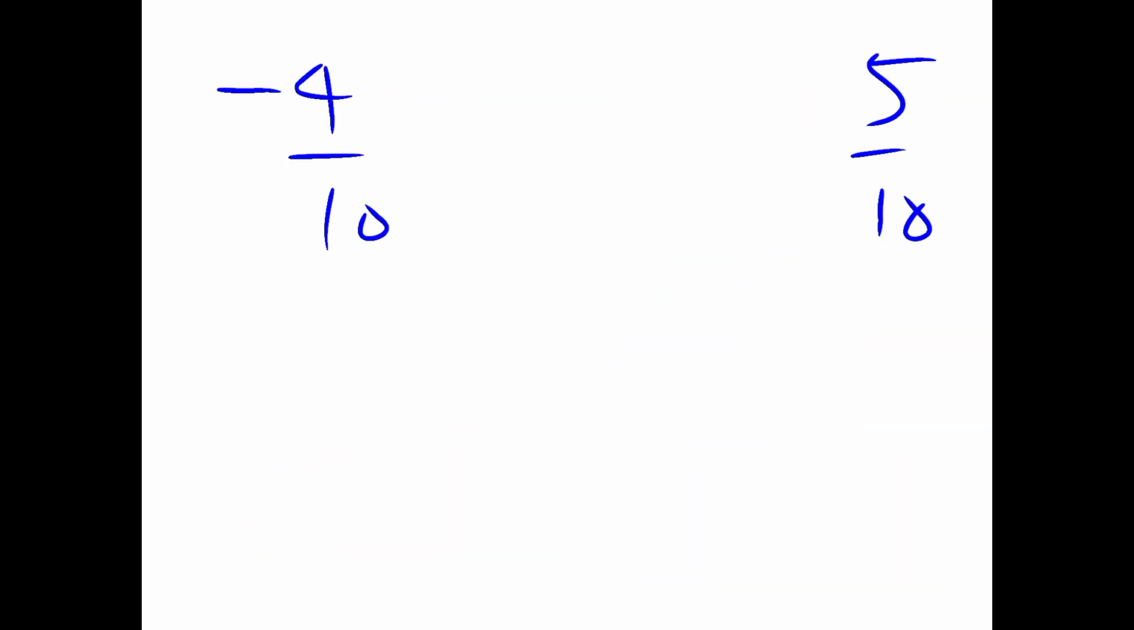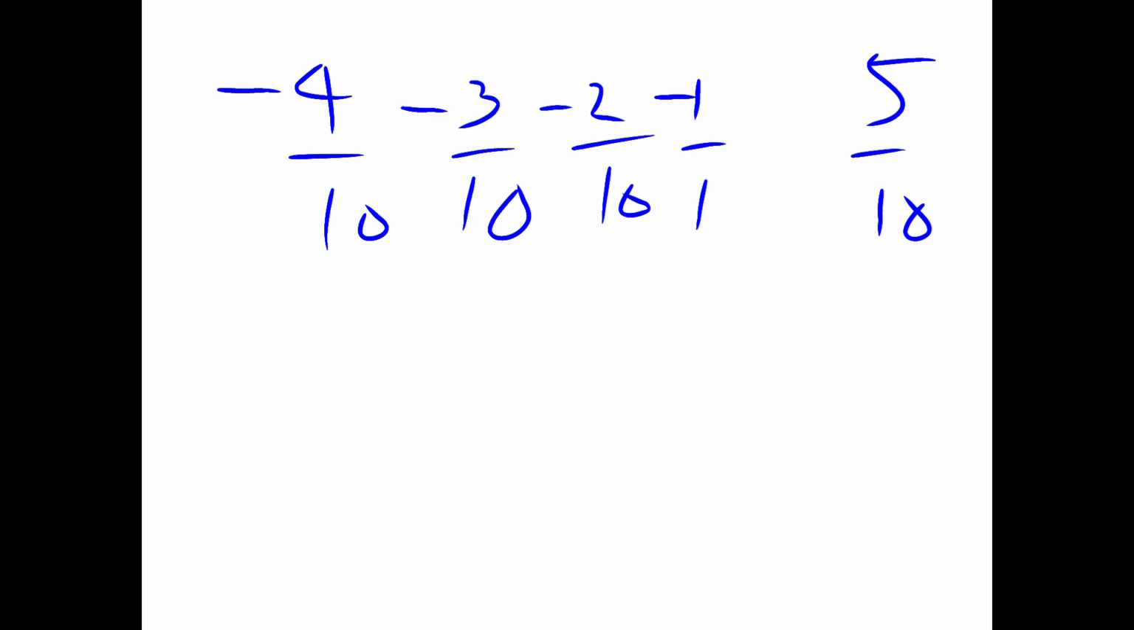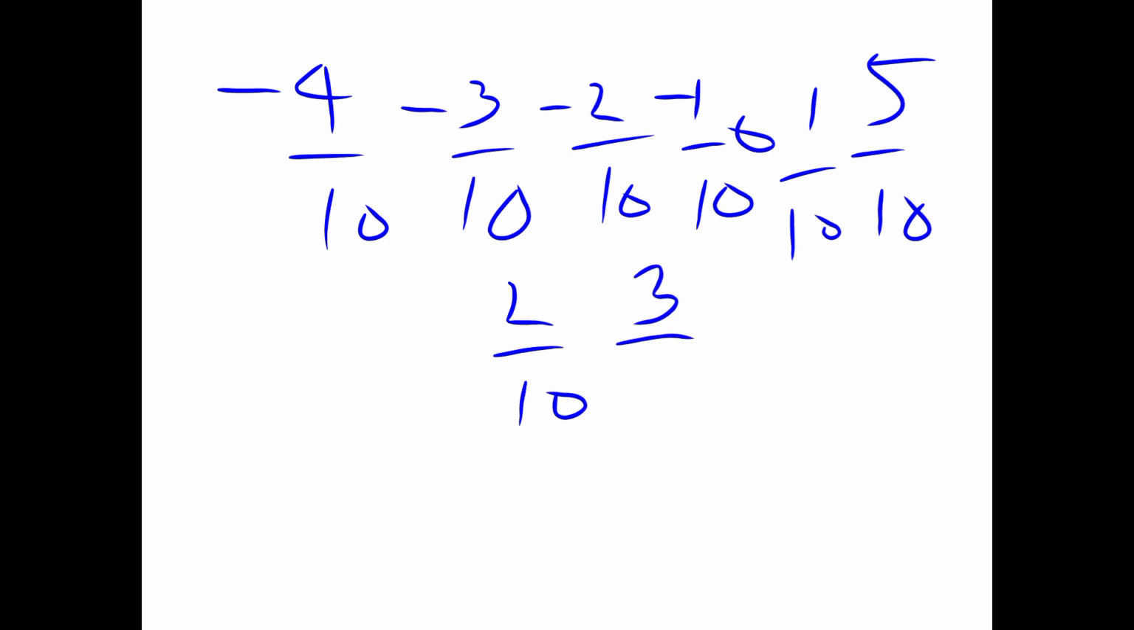Now if we try to find different rational numbers between them, another number will be minus 3 by 10, then minus 2 by 10, then minus 1 by 10, then for that matter 0 also, and then 1 by 10, 2 by 10, 3 by 10, 4 by 10. But the total number of rational numbers that we found is 1, 2, 3, 4, 5, 6, 7, 8. Just 8 numbers are there.